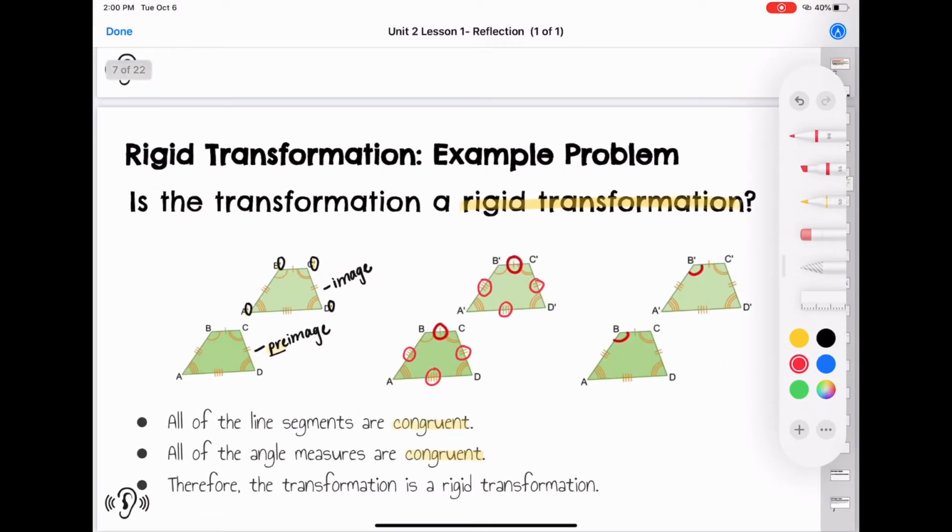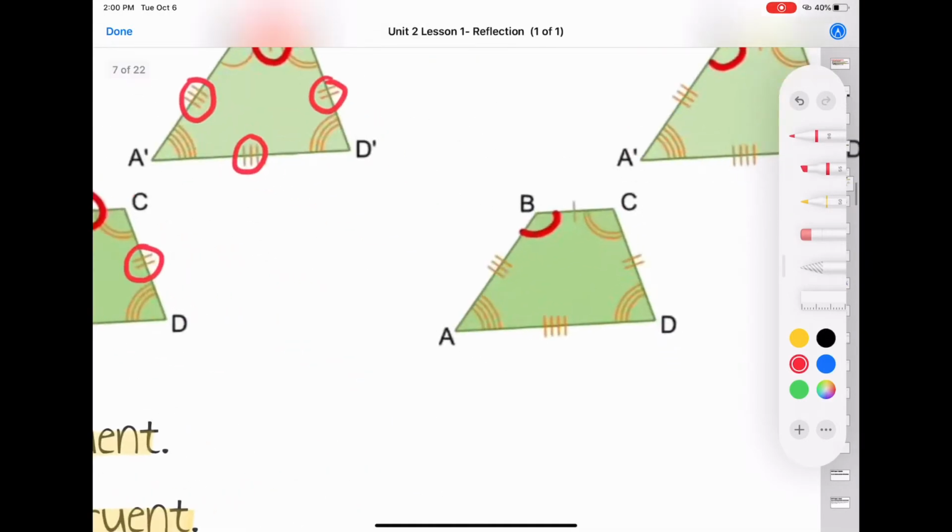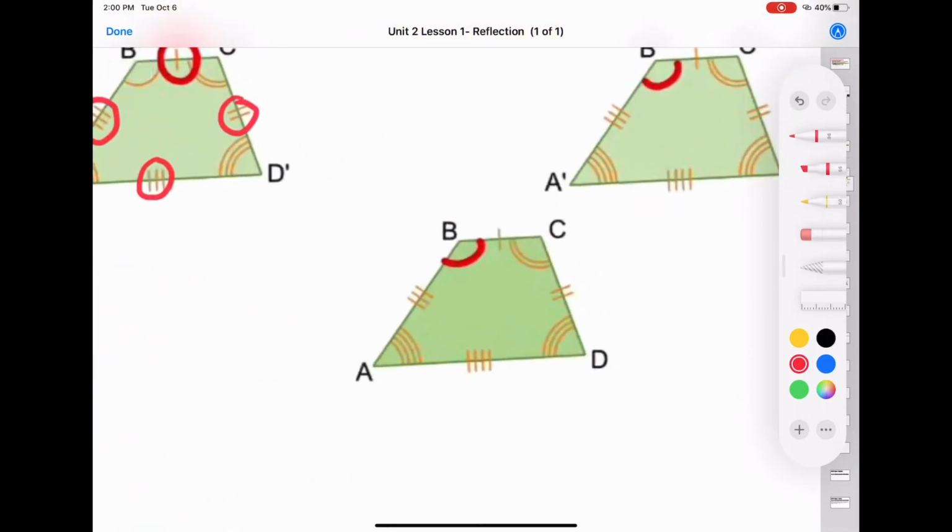Another criteria is that all the angle measures must be congruent. Well, these type of symbols tell us that those angle measures are in fact congruent from the pre-image to the image.